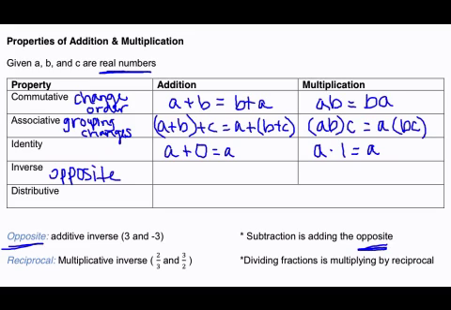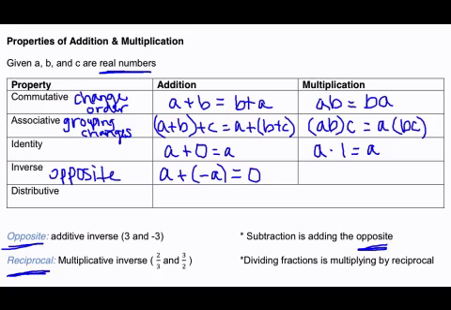So for the inverse property of addition, we are going to add opposites. So A plus a negative A, and we know that that equals 0. For the multiplication inverse property, we want to look at the reciprocal. And the reciprocal is the multiplicative inverse, so the inverse in multiplication.